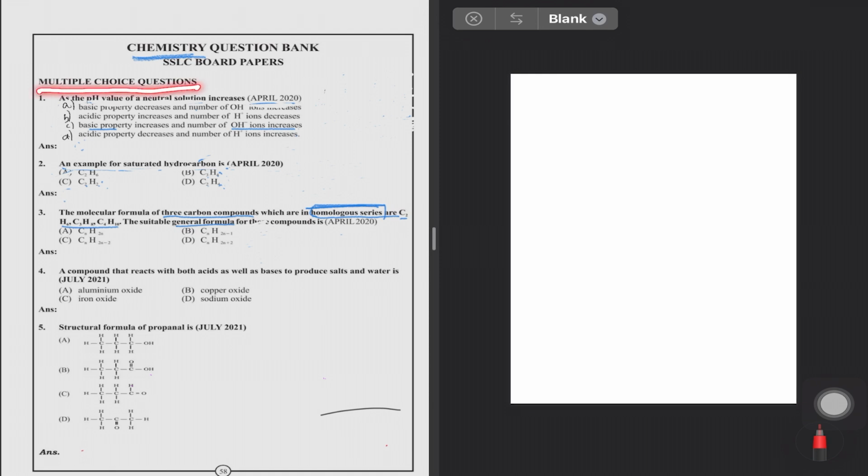We will be discussing MCQs in this class. As the pH value of a neutral solution increases, what happens?